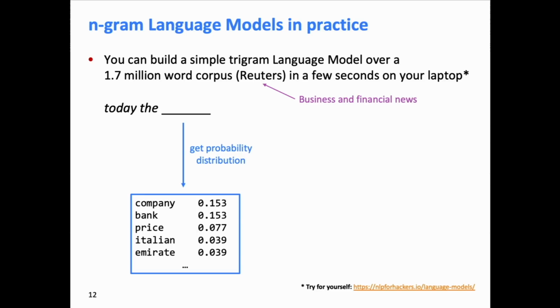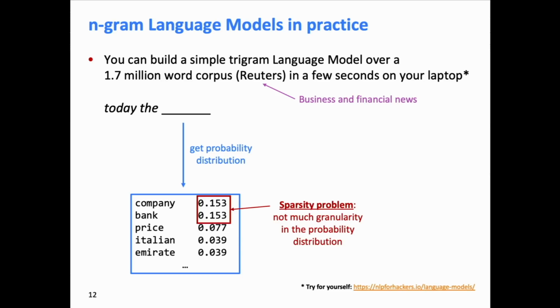I gave it the context of the bigram today, the, and then I asked the trigram language model what word is likely to come next. The language model said that the top next most likely words are company, bank, price, Italian, Emirate, etc. So already, just looking at the probabilities assigned to these different words, you can see that there's a sparsity problem. For example, the top 2 most likely words have the exact same probability.